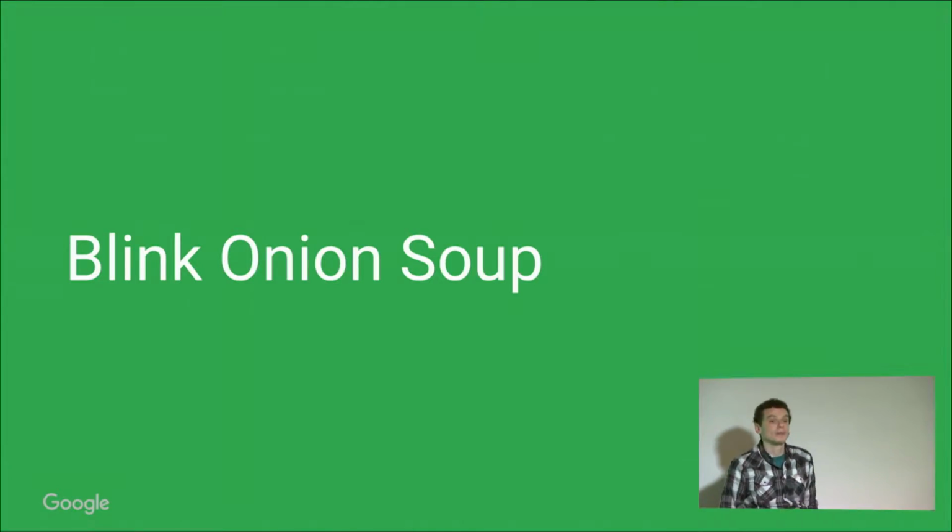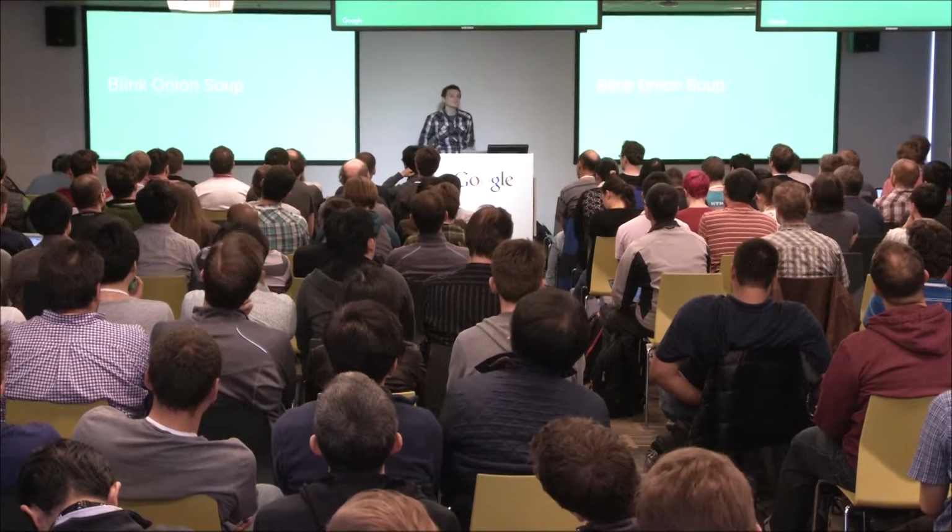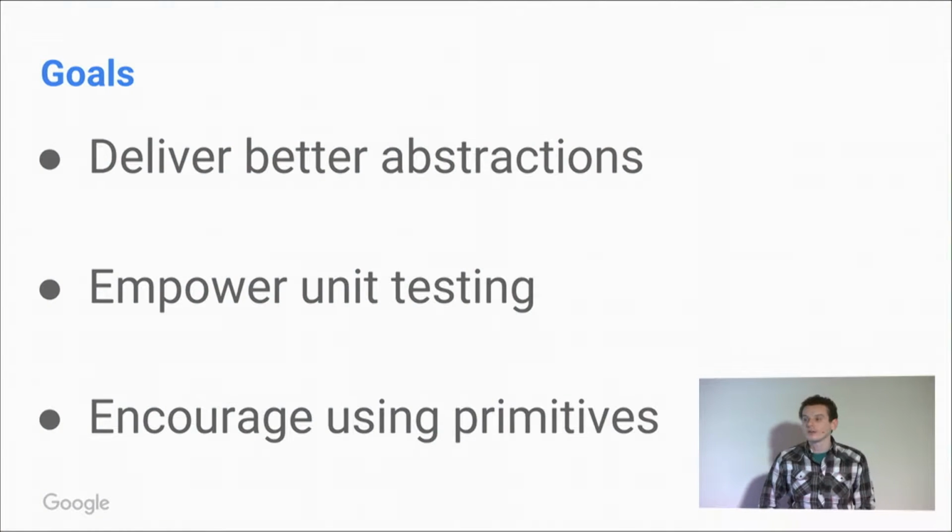So this project is called Blink Onion Soup. And the Onion Soup project's goal is to deliver better abstractions to you, to make you happier writing code, to make it less painful, and hopefully you will forget about the cross-repo code that you had to write in the long-distance paths. This will also empower unit testing. We want to have better and faster unit tests. The average unit test runs in about 1 or 2 milliseconds. At the sort of high end, the average layout test is something like 70 milliseconds. So there's a massive difference there. We can run many thousands more unit tests in parallel awesomely than the proliferation of layout tests.